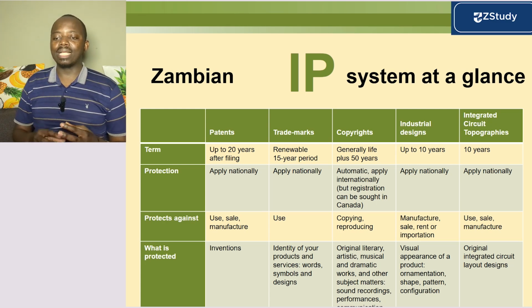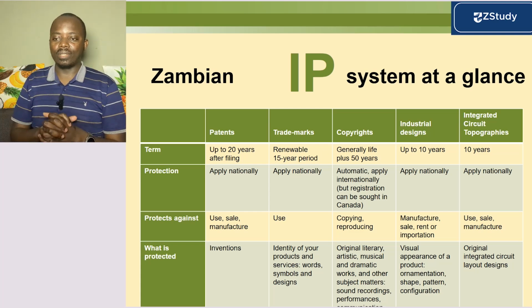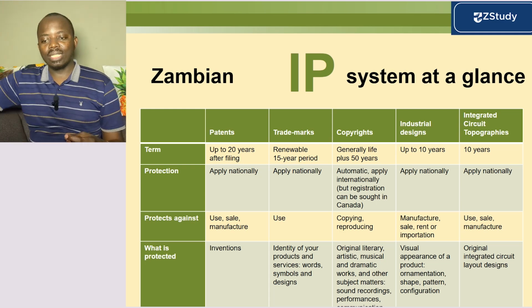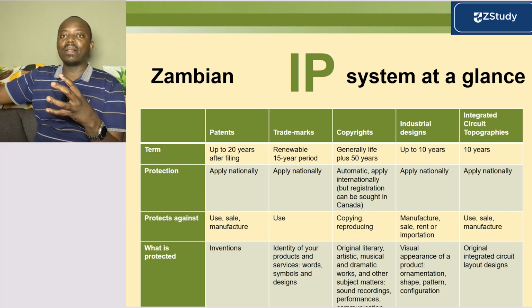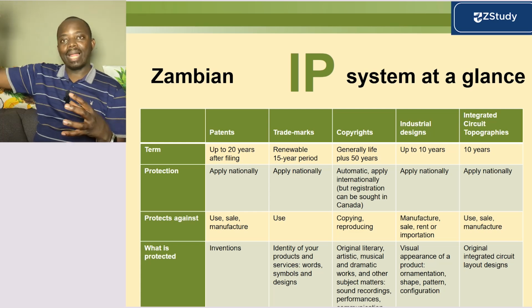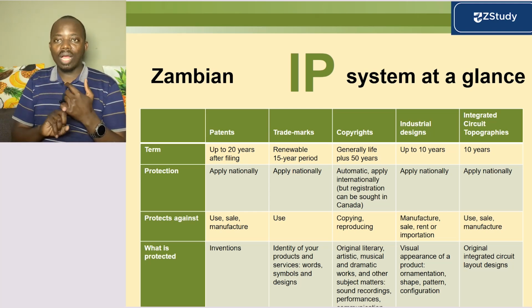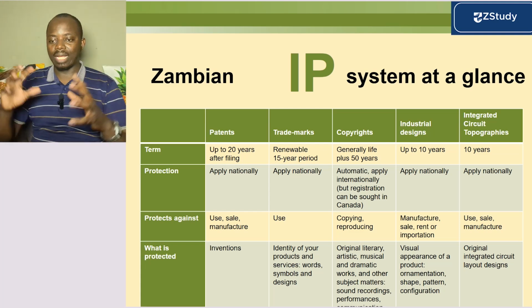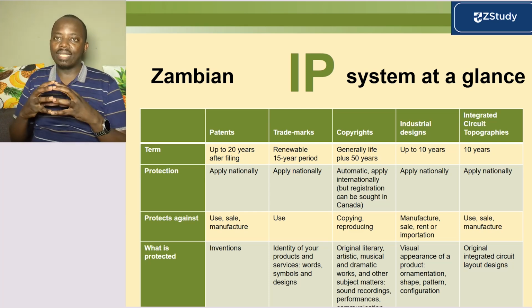Then industrial design protects against manufacturing, sale, rent, or importation. So if I design a particular product in Zambia and I register it, I get rights in the form of industrial design. If another person, say in China, has a similar design that applies to China, that person can't import that product into Zambia for that particular time. You cannot manufacture it because it's my design. You can't even sell it. You can't even rent it. That kind of protection is quite important for the benefit of the inventor or the creator.